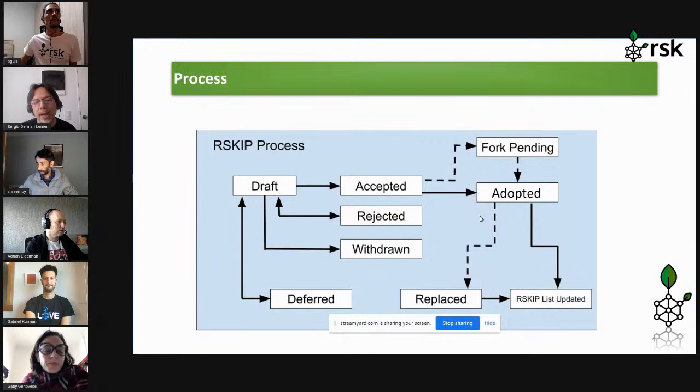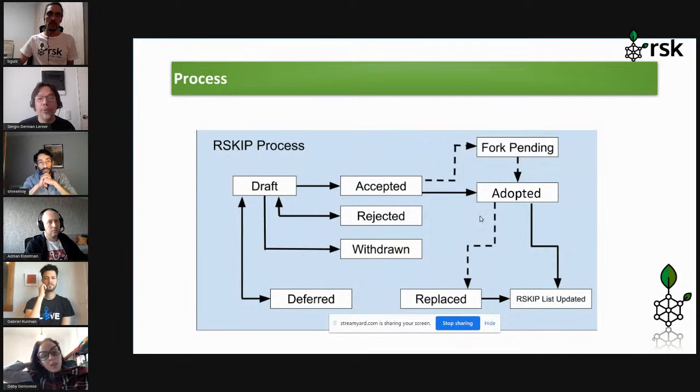So the proposal starts with a draft, and then it can be rejected because the community finds it has no value to the platform, or it contradicts some fundamental genesis concepts of the platform. For instance, if you would like to change RSK from proof of work to proof of stake, then probably that would be rejected because it's not in the white paper of this platform. But generally, if it's good, it will be moved forward.